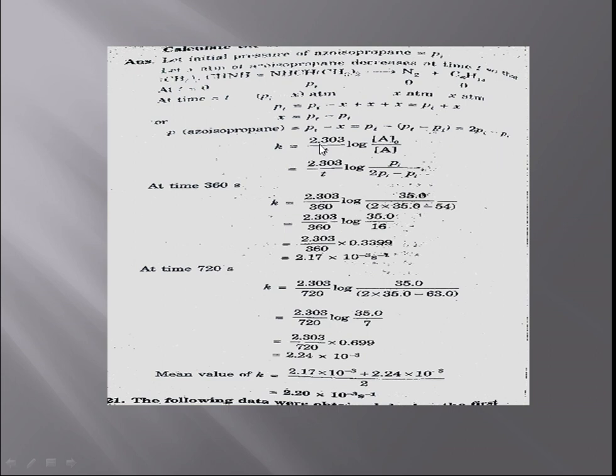Again k is equal to 2.303 upon t log initial concentration upon final concentration. Replace this concentration term by the pressure. So it will be k is equal to 2.303 upon t log Pi upon 2Pi minus Pt. First we have to calculate the rate constant at 360. Put the value of Pi and Pt. It will be 2.17 into 10 raised to power minus 3 second inverse.